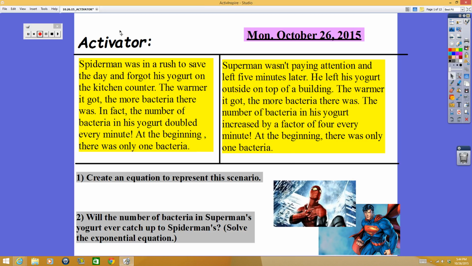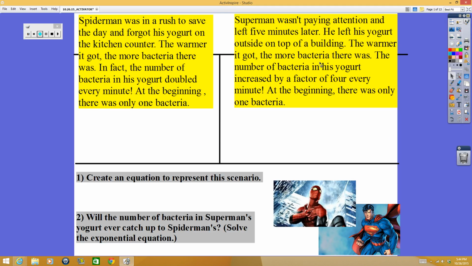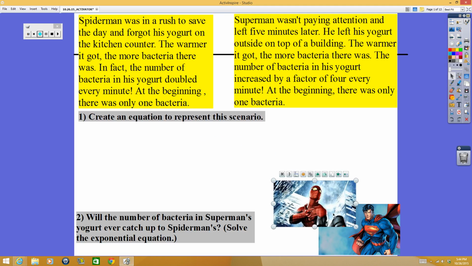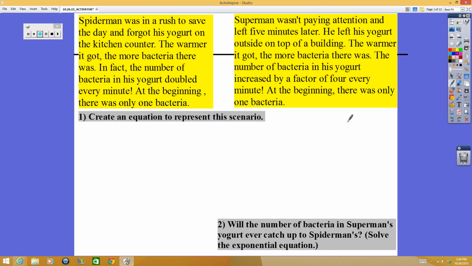All right. So as I promised, I will briefly go over this whole setting up equations thing from our word problems because I know it was difficult for some people. Okay, which is cool. So, Spider-Man was in a rush to save the day and forgot his yogurt, blah, blah, blah. I know you can read.